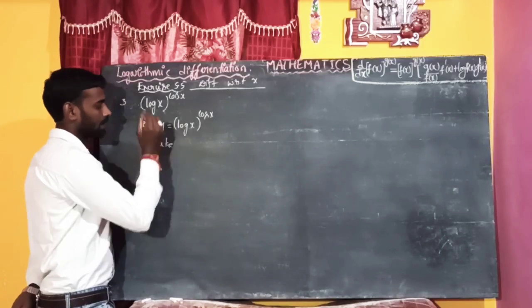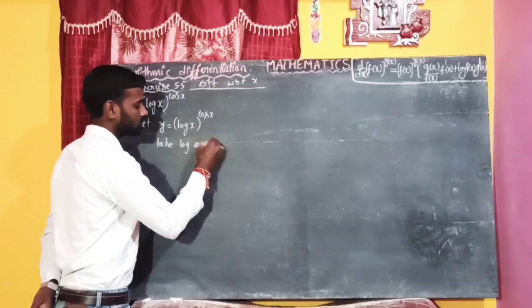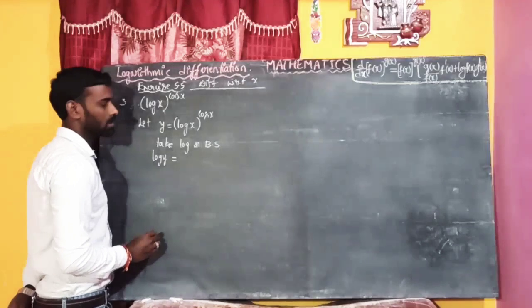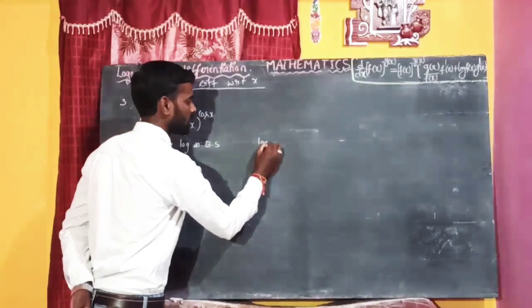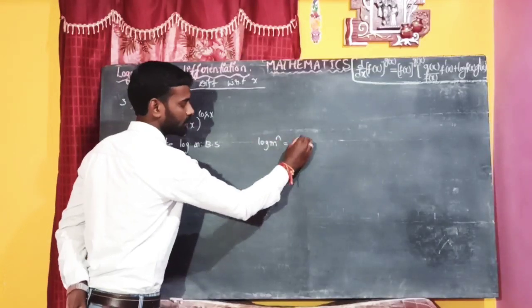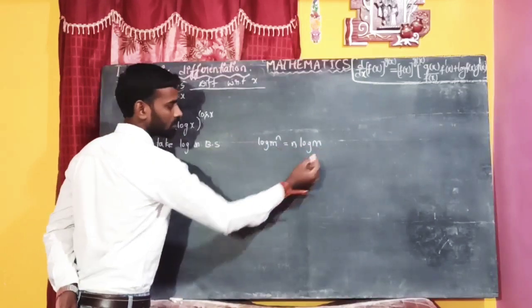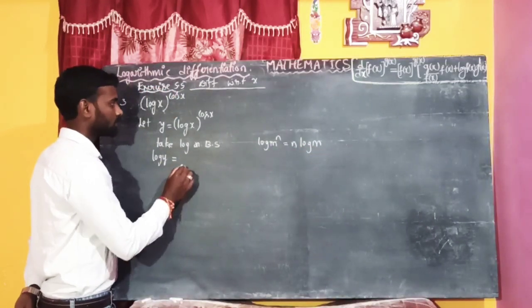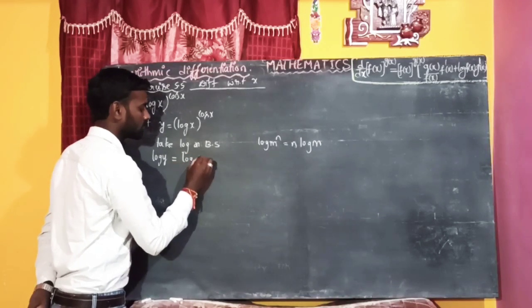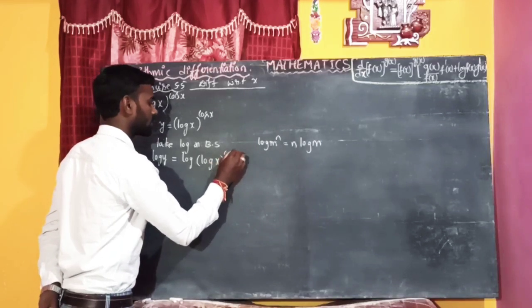By logarithmic differentiation, take log on both sides. Then this becomes log y. Log y is equal to, by the property of logarithm, log m power n can be written as n into log m. Now that is equal to cos x into log of log x to the power of cos x.